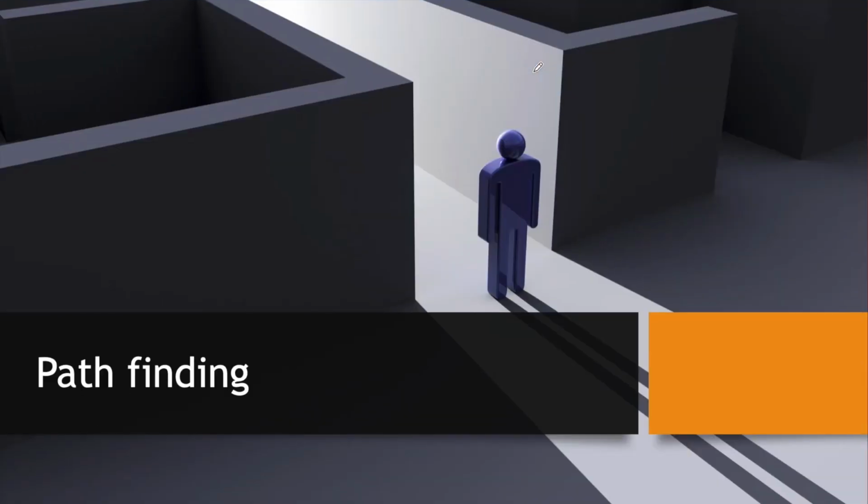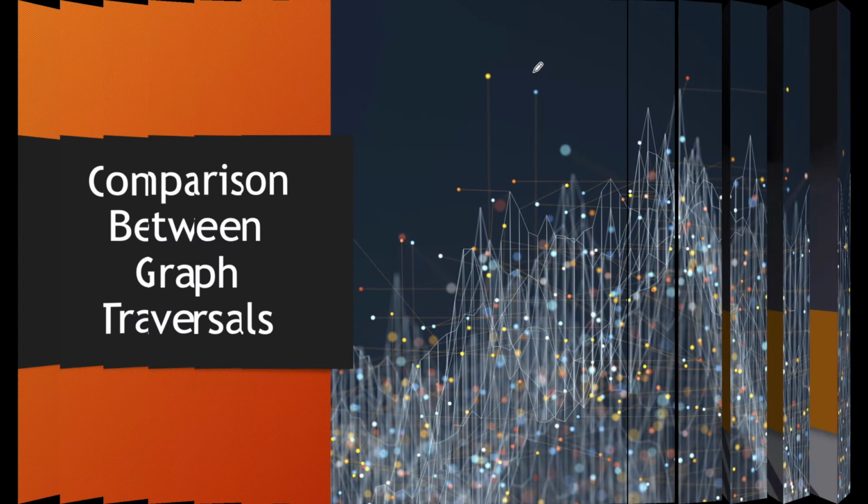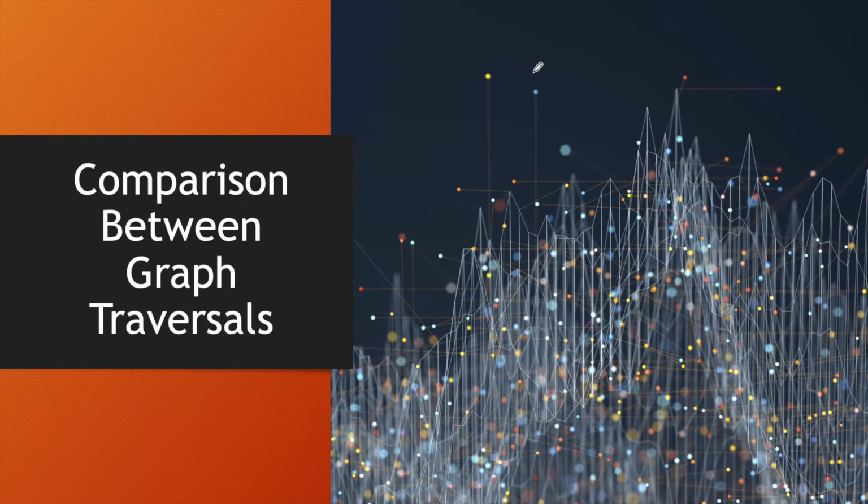Pathfinding. We use BFS in pathfinding algorithms to help aid robots in movement and in autonomous cars. There is also another graph traversal algorithm known as depth first search, which is like BFS. So let us compare them and find the key differences between BFS and DFS.